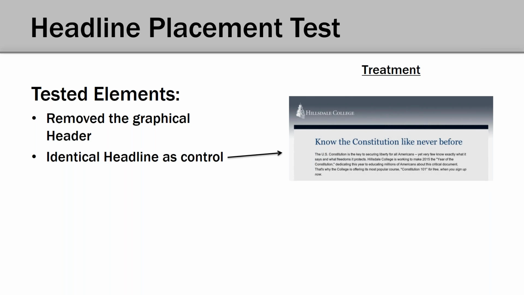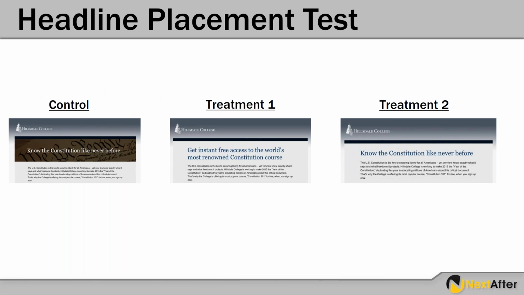And then in treatment two, so we had two different treatments in this particular experiment, we used the same text as the control, so, know the Constitution like never before, but we isolated just the graphical background of the header. So you can see all three of them here on the same page. We've got the control on the left, we have treatment 1, which removes the graphical background and uses a different headline, and treatment 2, which shows the same headline but without the graphical treatment.